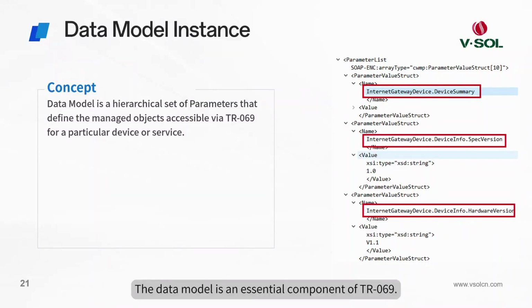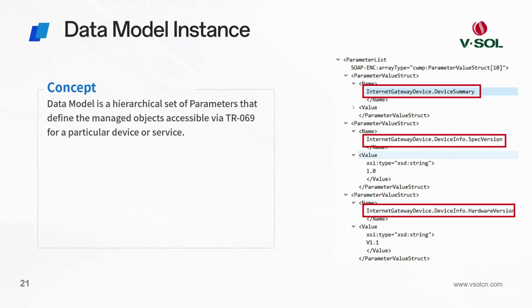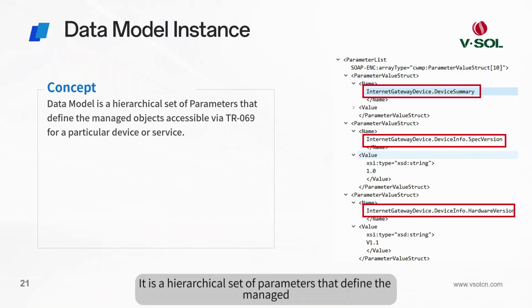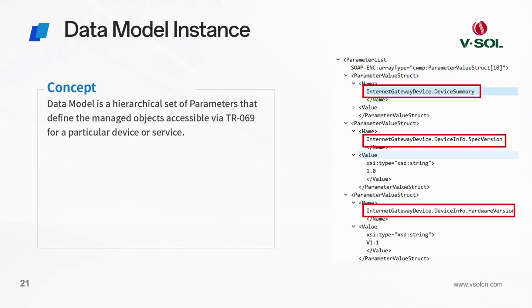The data model is an essential component of TR-069. Through the definition of a series of standardized data models, the remote management and configuration of network devices are accomplished, significantly enhancing the efficiency and reliability of network management. It is a hierarchical set of parameters that define the managed objects accessible via TR-069 for a specific device or service and adheres to a common set of structural requirements.